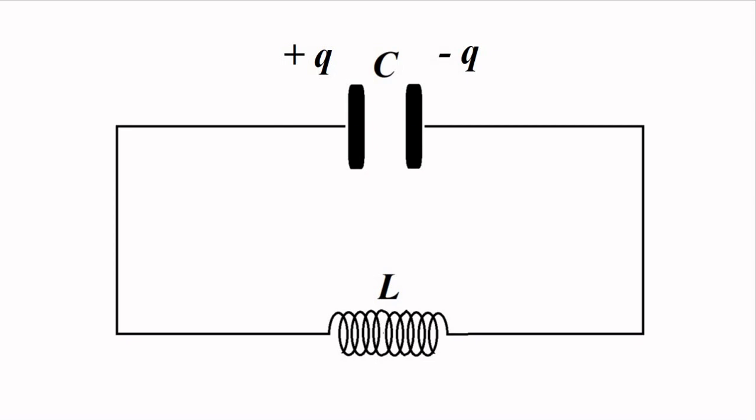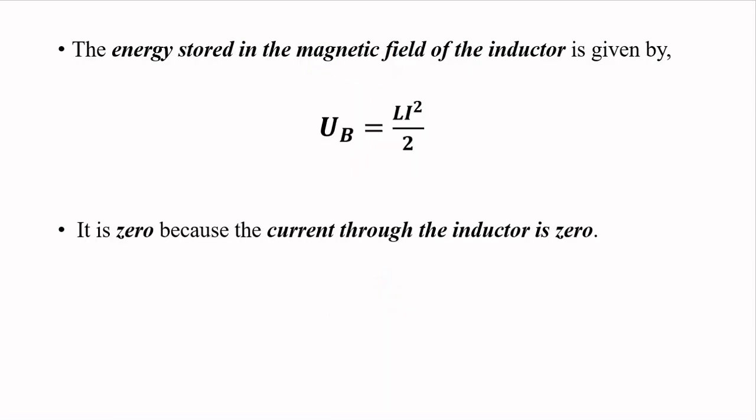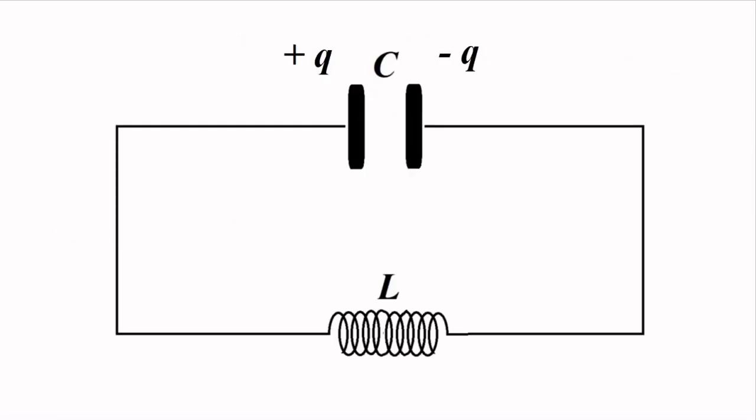We all know the energy stored in the inductor is 1/2 Li squared. For the capacitor it is 1/2 CV squared, voltage related. Here it is current related, 1/2 Li squared. But initially the current is 0, so the energy stored in the inductor is 0.